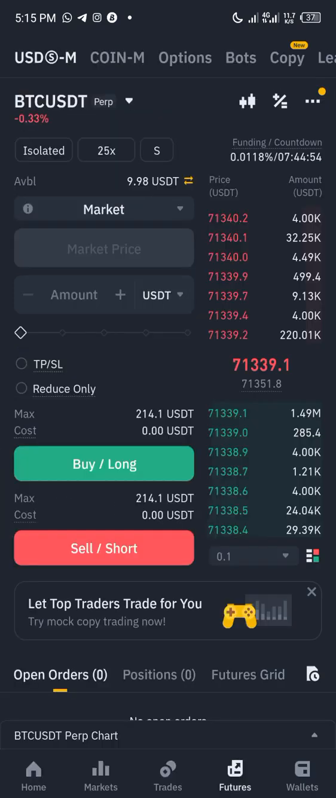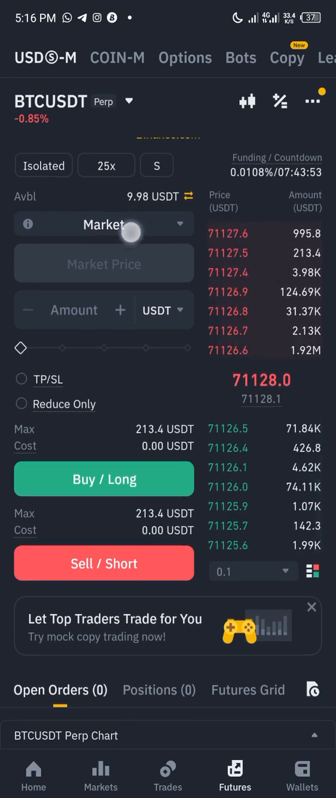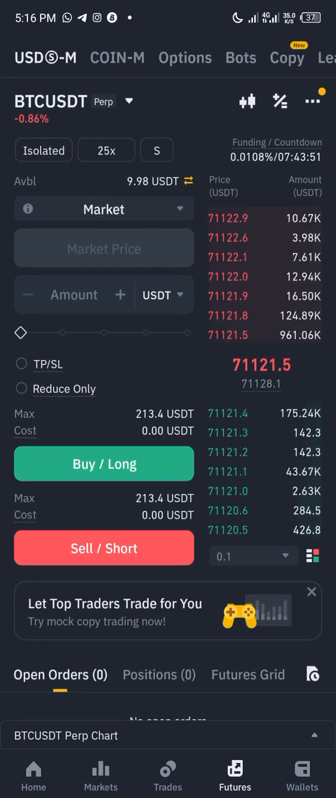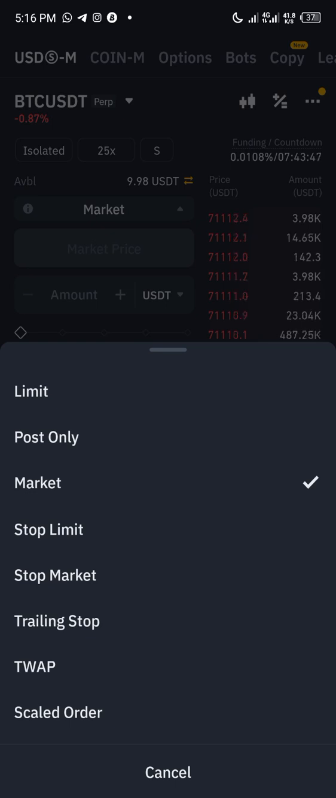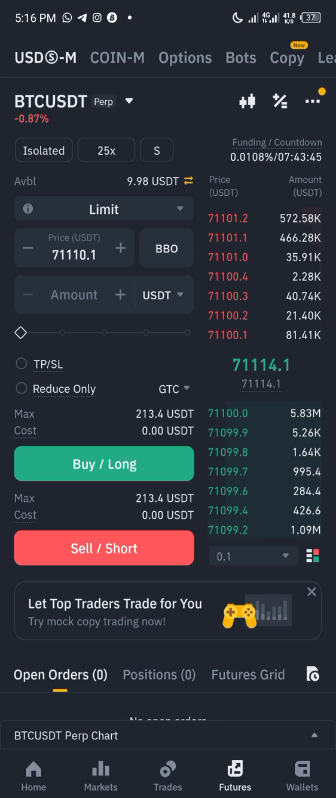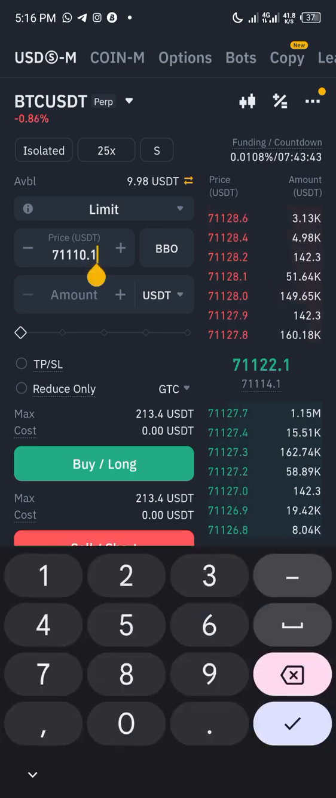So let us go back to the real deal. For you to now enter into the real trading aspect of futures trading, which is what you may be wondering about since you've been watching this video, you'll see the market option here. You can use two options right here. When you click on this market option and change it to limit, this limit allows you to set the price of Bitcoin that you want to enter the market at.